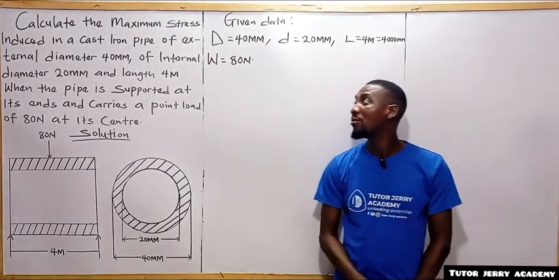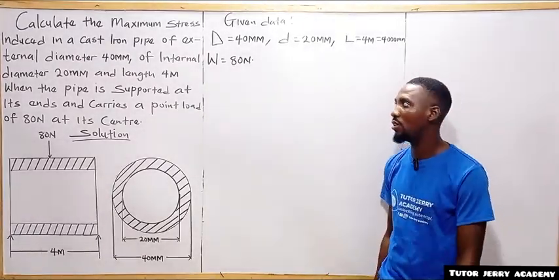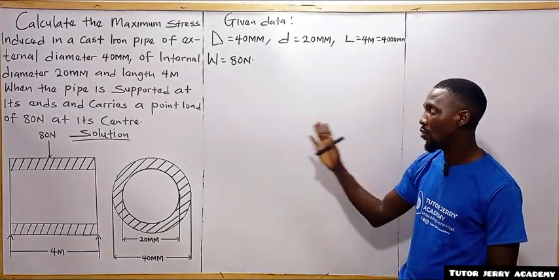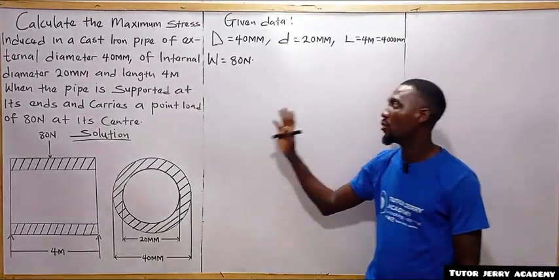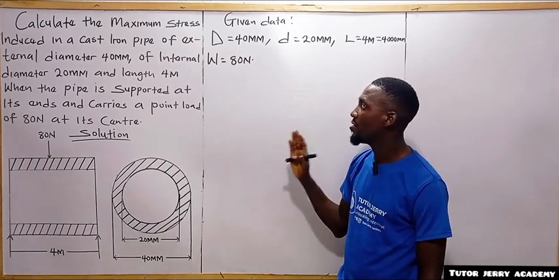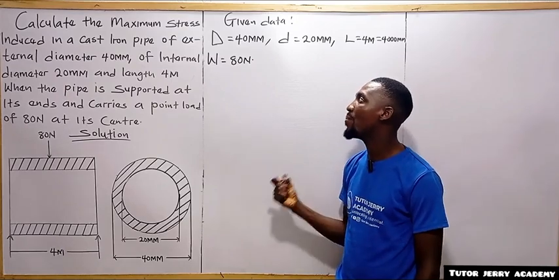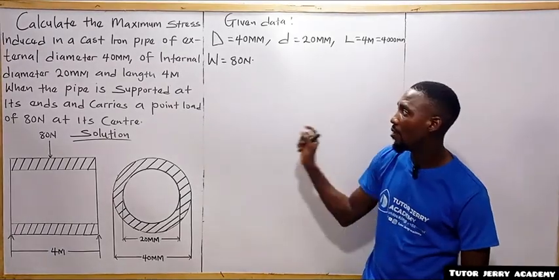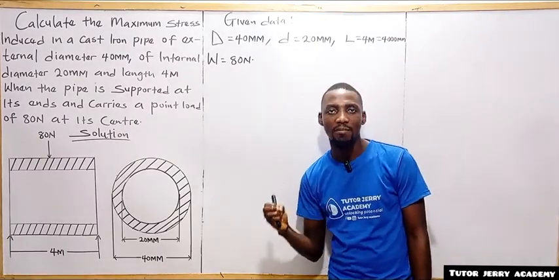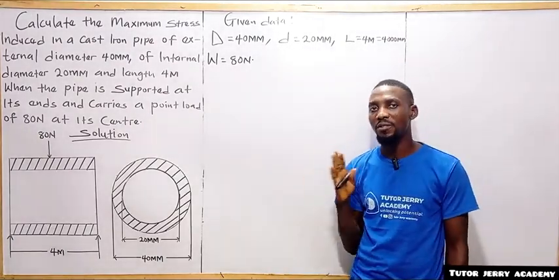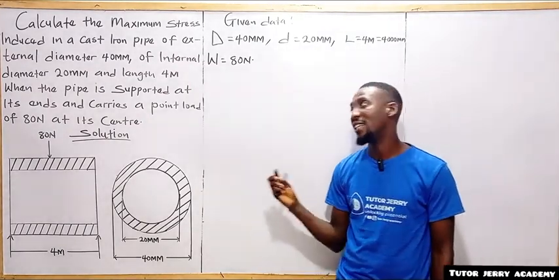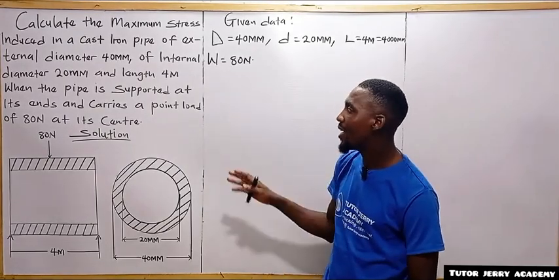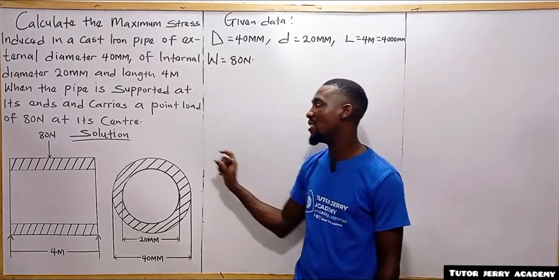Hello and welcome. So we'll be solving another question on bending stresses in a beam. The question says to calculate the maximum stress induced in a cast iron pipe of external diameter 40 mm and internal diameter 20 mm. It means the external diameter of the pipe is 40 and the internal diameter is 20 mm. All right, and the length is 4 meters when the pipe is supported at its ends.